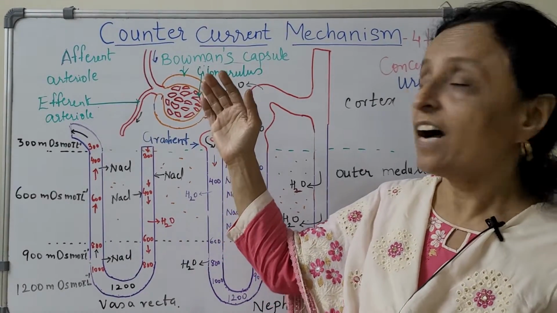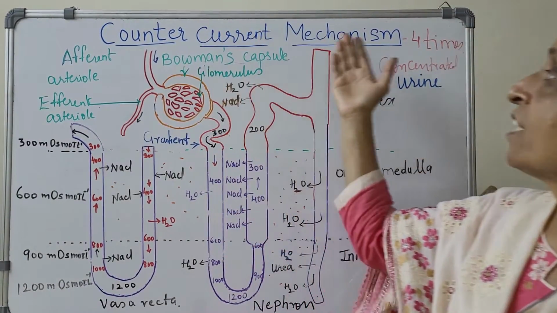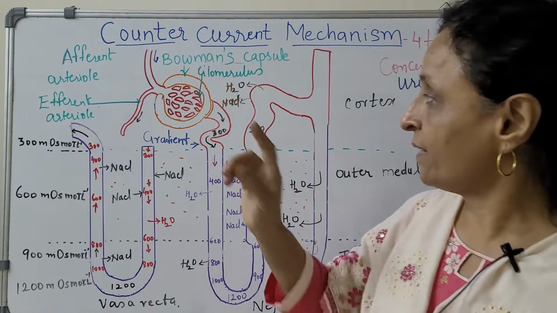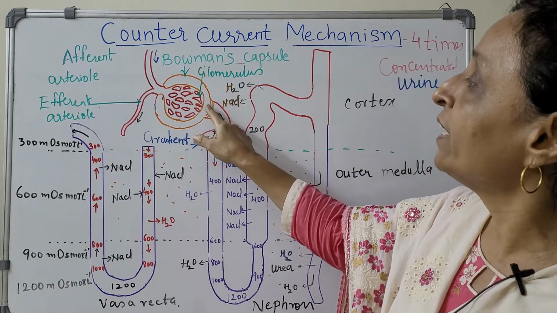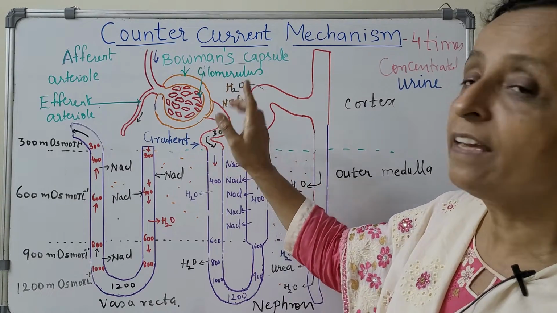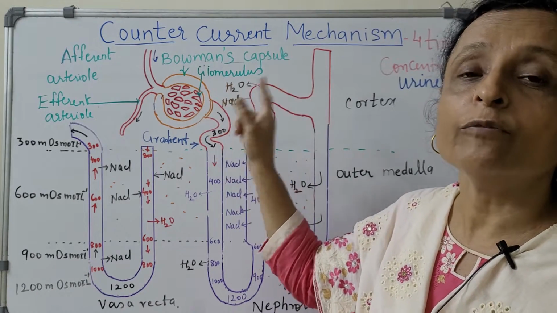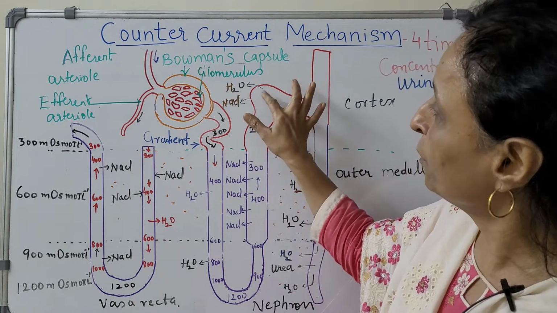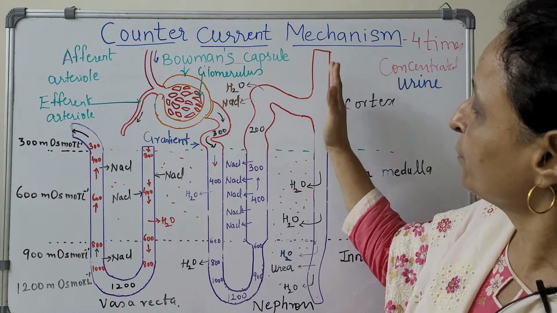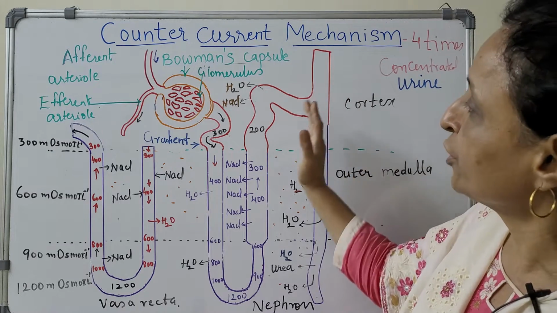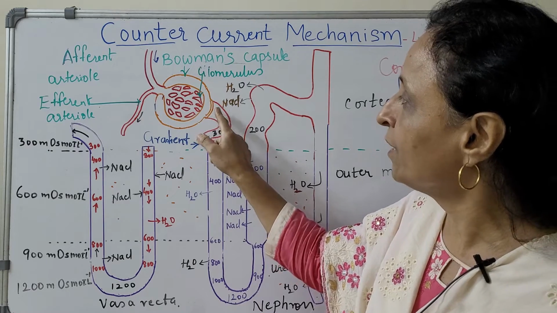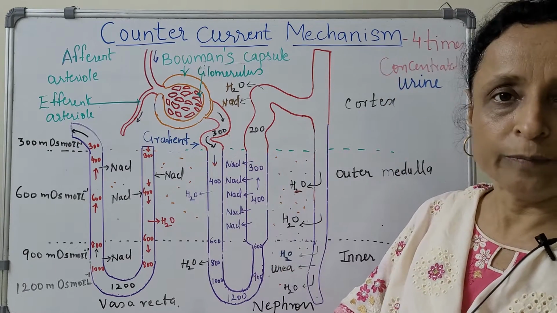Now let us understand the counter current mechanism. What is the counter current mechanism? The urine gets filtered in the proximal convoluted tubule. This is the proximal convoluted tubule, this is the distal convoluted tubule, and this is the collecting tubule. So now it is collected in the proximal convoluted tubule.